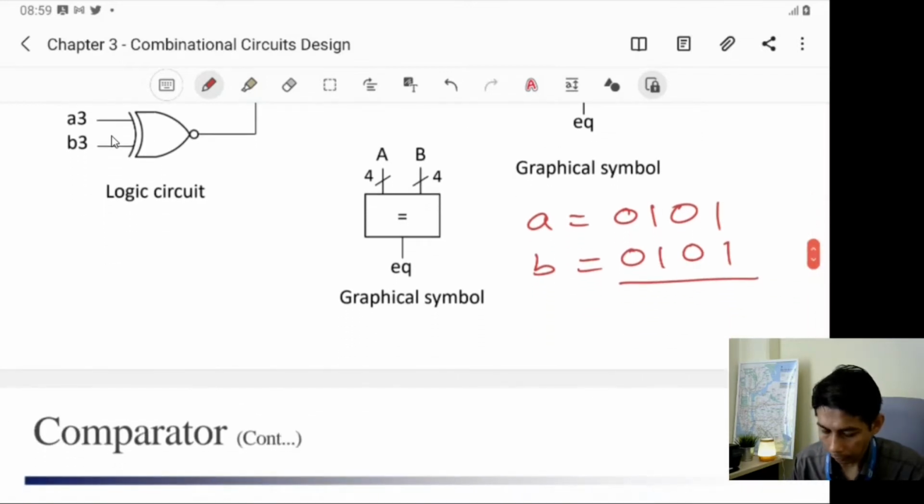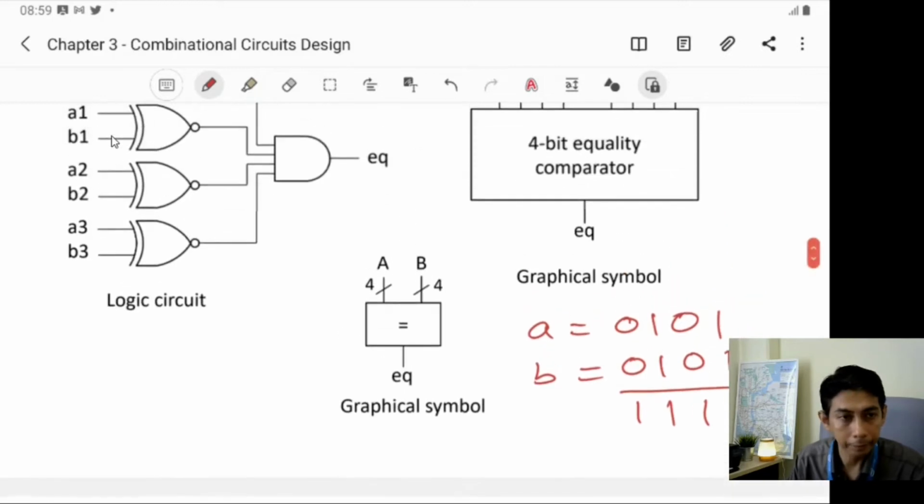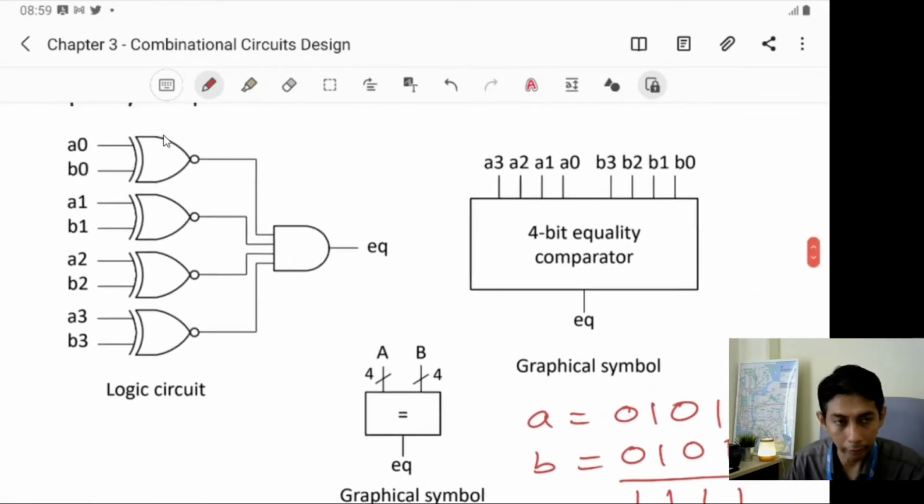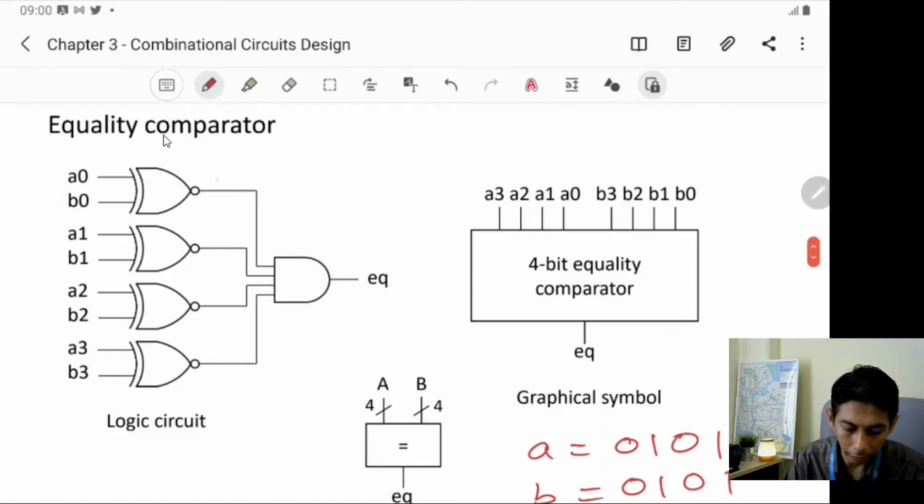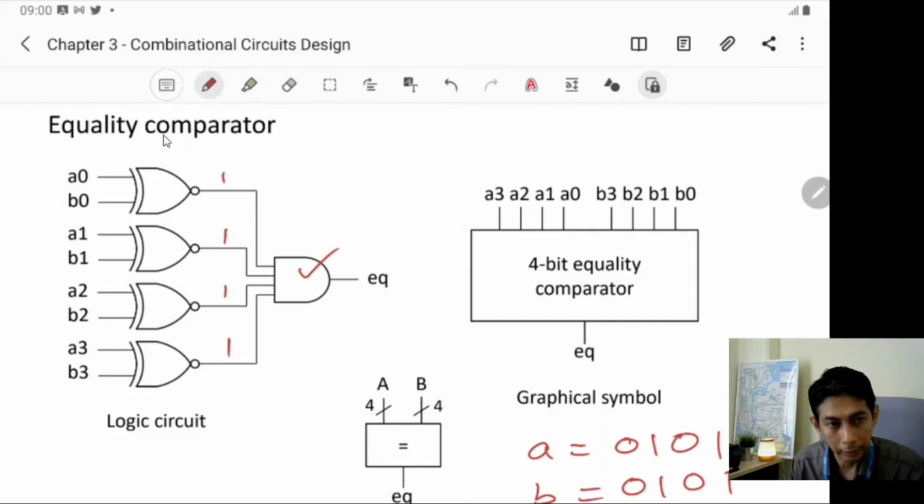By using the XNOR gate, here we have 1, here we have 1, here we have 1, here we have 1. If all are 1, then we can say that A and B are equal, right? Because looking at the connection, all are 1, and because this is an AND gate, the output is 1. When it equals 1, it means the numbers we want to compare are equal.